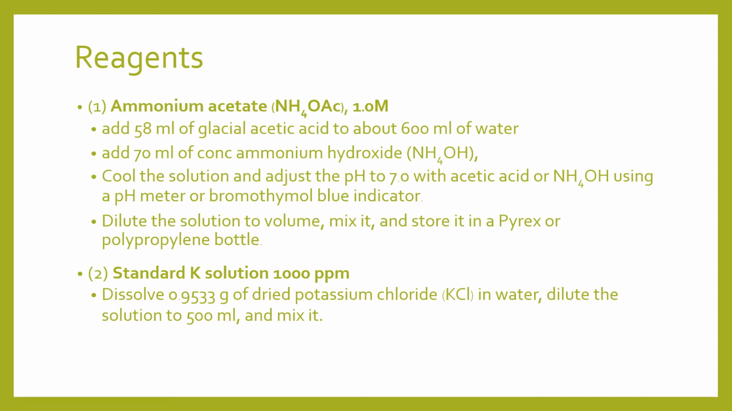Prepare by adding 58 ml of acetic acid mixed with 70 ml of ammonium hydroxide. Cool the solution and adjust pH to 7 with acetic acid or ammonium hydroxide using a pH meter, and dilute the solution to the volume, mix it and store it in a Pyrex or polypropylene bottle. The second one is the standard potassium solution 1000 ppm. Prepare by dissolving 0.9533 gram of dry potassium chloride in water and dilute the solution to 500 ml and mix it.